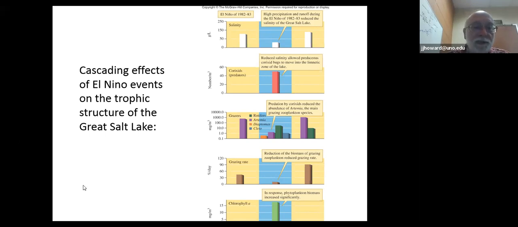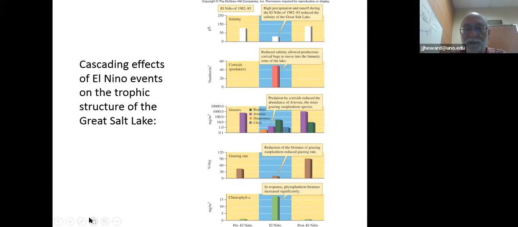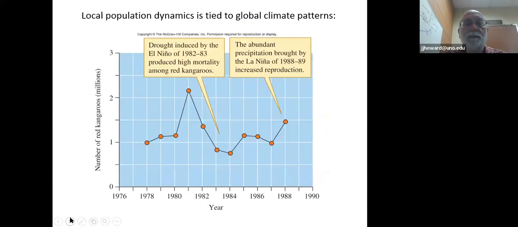Okay, now let's give you another example of how these global effects have local impacts. So here, once again, the El Nino of 1982-83. Why are we talking about this one? Because it was the strongest ever recorded. So its effects were easy to see.